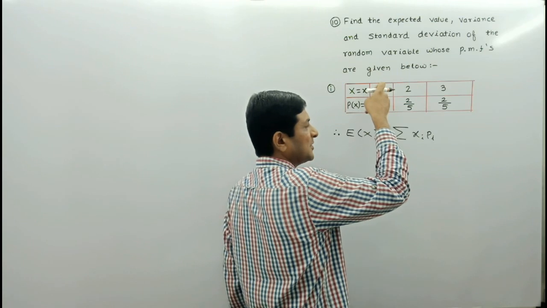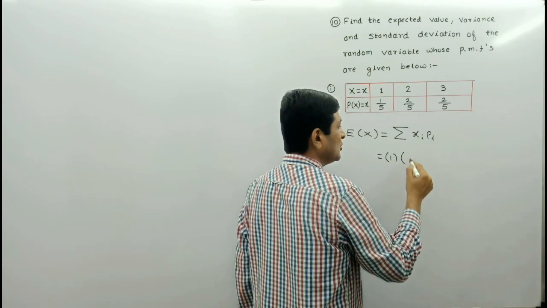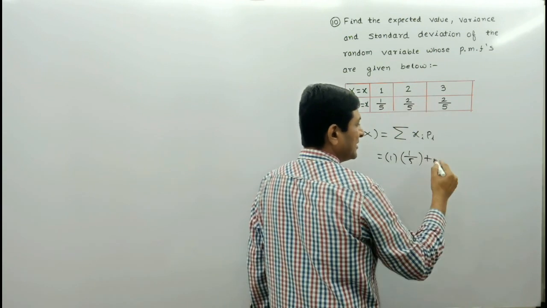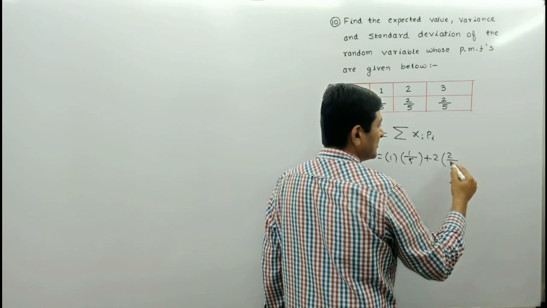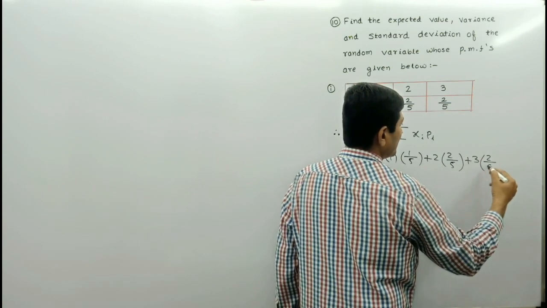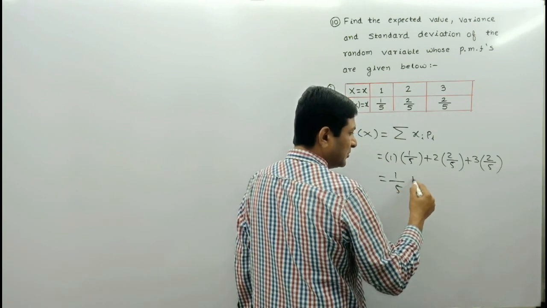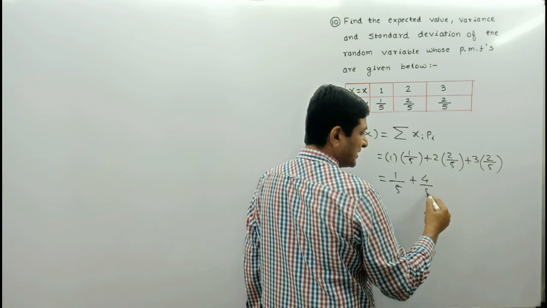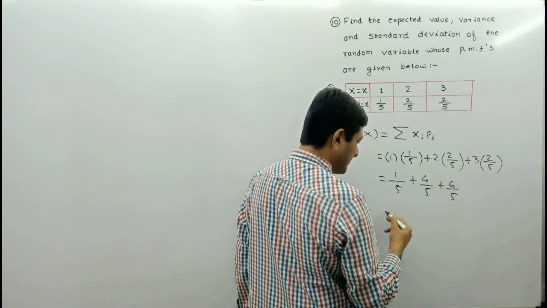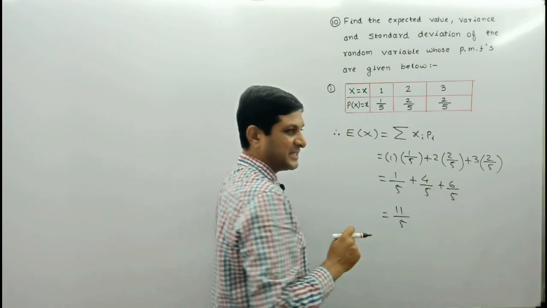So in the first case, what is the product of the value of the random variable and its probability? That is 1 into 1 by 5, plus 2 into 2 by 5, plus, in the last case, 3 into 2 by 5. So 1 into 1 by 5 is 1 by 5. 2 into 2 is 4, so here we'll get 4 by 5, and 3 into 2 is 6, so here we are getting 6 by 5. So it is 11 by 5, because 6 plus 4 is 10, 10 plus 1 is 11.